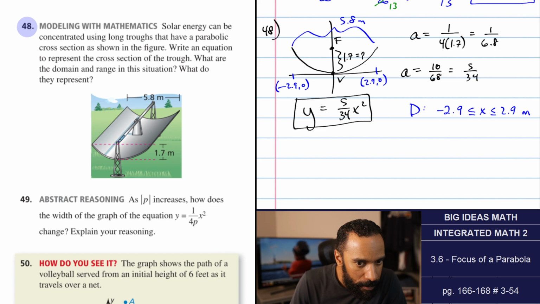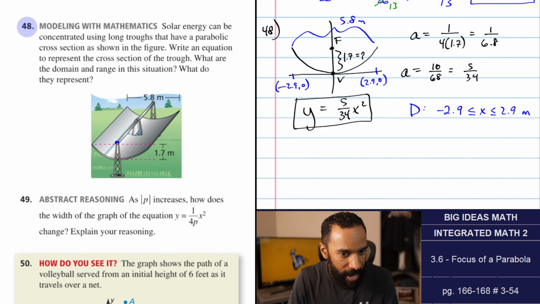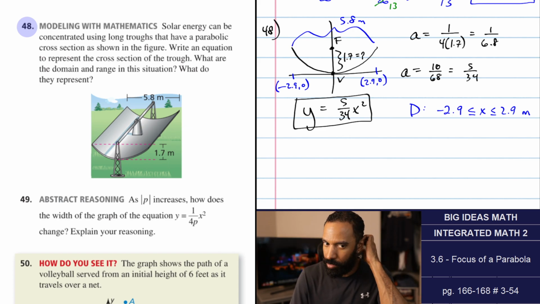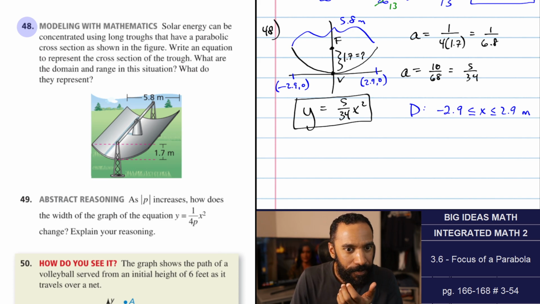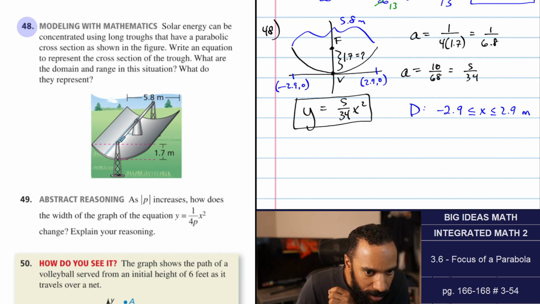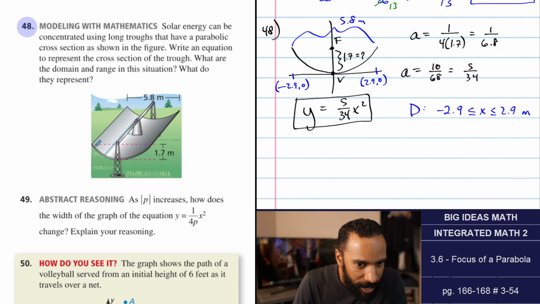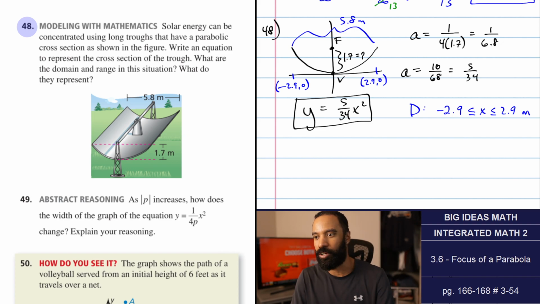Are they mentioning, is this 1.7? Okay, I think 1.7 is this guy. I believe it is. They better not be messing with me on that. Solar energy and parabolic trough, an equation represents the cross section of the trough. I'm hoping they're referring to this as the 1.7 right there and not necessarily the top of the corner. I don't think they are, so I think that's fine.